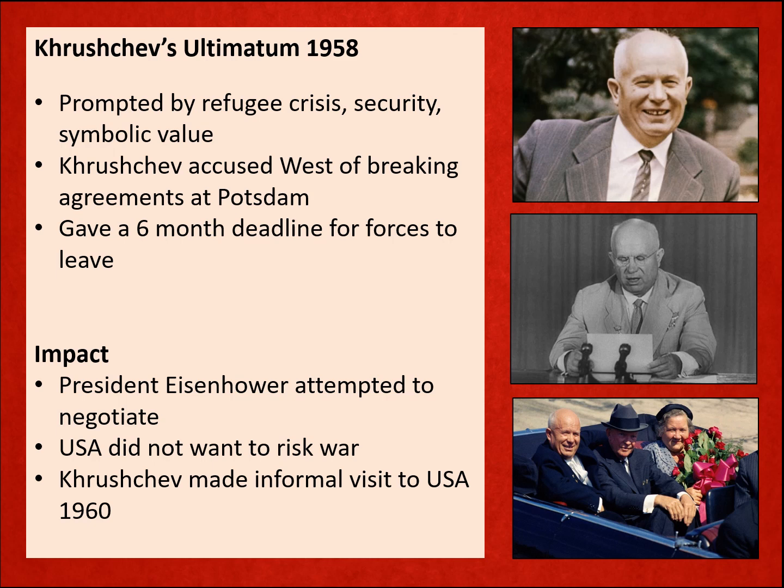Now, the reaction in the West was quite prompt. President Eisenhower of the USA attempted to negotiate, and immediately diplomacy started up on both sides. The USA in particular did not want to risk war in Western Europe or Central Europe at this stage. And as part of those diplomatic moves, Khrushchev made an informal visit to America in 1960, which went quite well. But both sides had different positions about what was going to happen with Berlin, and neither position was one where they could compromise. Very simply, the Russians were desperate for the West to leave, and the West was determined to stay.